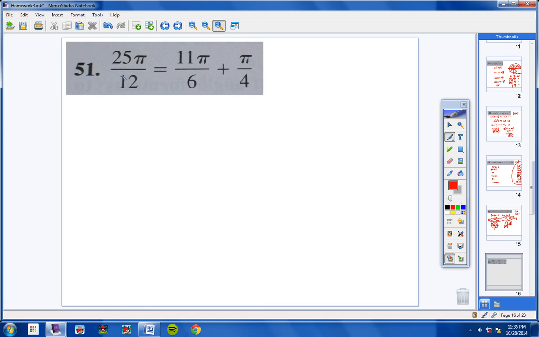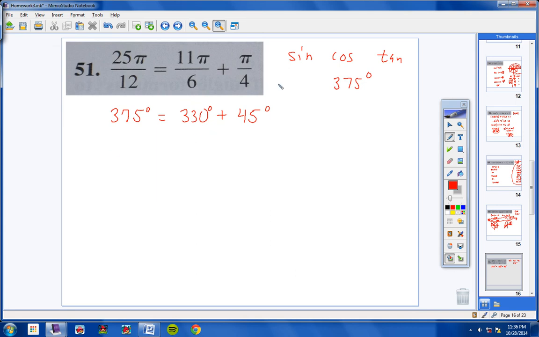(375 degrees). Okay? And 11 pi over 6 is 330 degrees. And pi over 4 is 45 degrees. So here's what they want us to do, students. They want us to find the sine, cosine, tangent of what angle? 375. But they want us to do that using exact answers. So what we're going to have to do is add these two angles together here and do it like this.